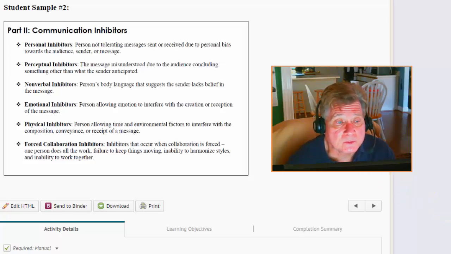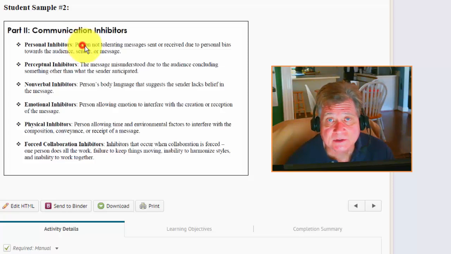Contrast that with what student number two does. Personal inhibitors, and then comes a complete sentence. Person not tolerating messages sent or received due to personal bias toward the audience, sender or message. Actually, that's like a non-sentence, isn't it? It's like a sentence fragment, but it has a kind of subject and non-finite verb to it. The message misunderstood due to the audience. Person's body language that suggests the sender lacks belief. Person allowing emotion to interfere. So it always begins with a noun followed by a non-finite verb.